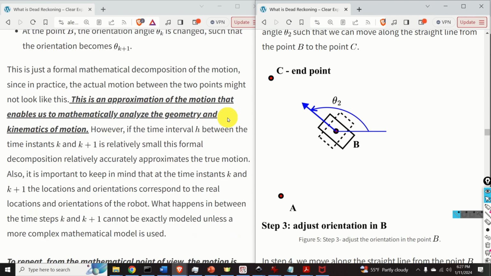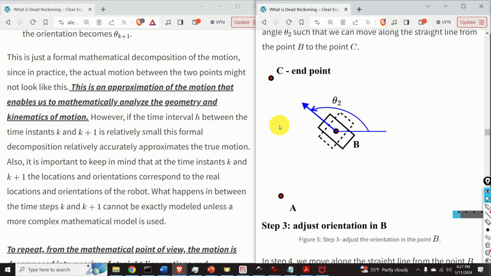This is just a formal mathematical decomposition of the motion. However, in practice, the actual motion between the 2 points might not look like this. That is, this is an approximation of motion that enables us to mathematically analyze the geometry and kinematics of motion. However, if the time interval h between the time instants k and k plus 1 is relatively small, this formal decomposition relatively accurately approximates the true motion.